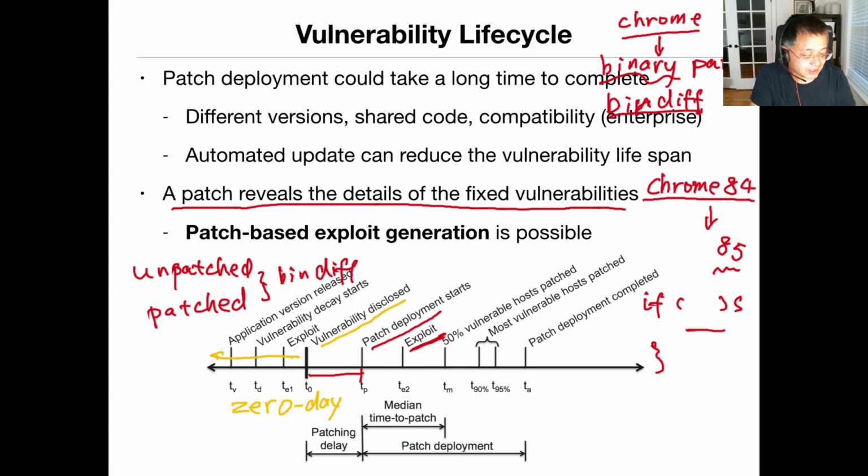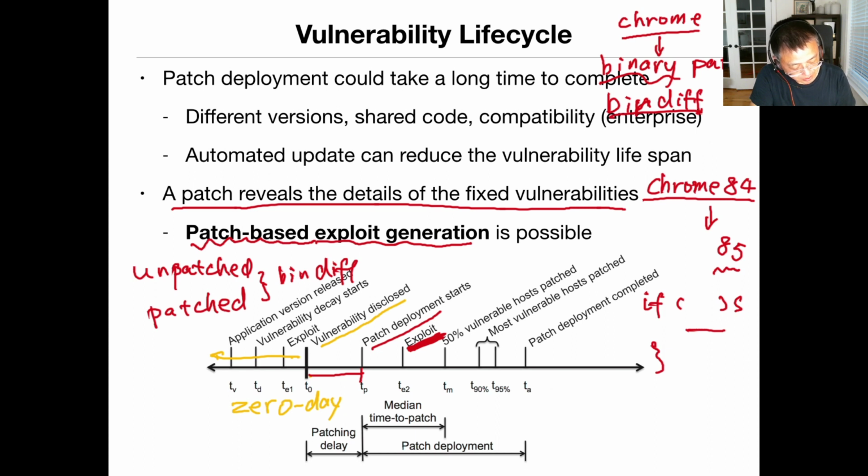You will know where the change is. Okay, then by studying the change, you can ask, okay, how can I trigger this condition? Right? If you can reliably trigger this condition, then you have a new exploit. So as soon as a patch is released, new exploits will come out. There has been some research to generate exploits automatically based on the patch. So this is an automated process, right?